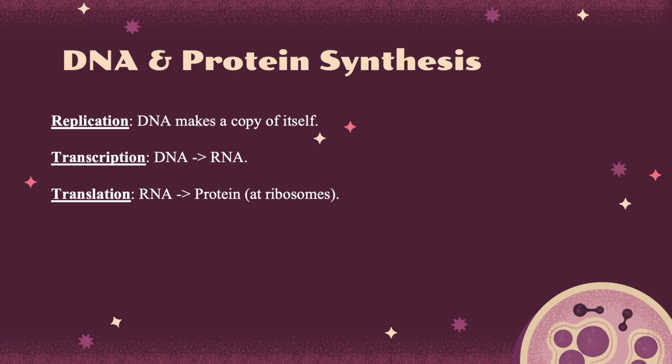Next, transcription converts DNA into RNA, and translation occurs at ribosomes to produce proteins. Proteins perform countless roles, from speeding up chemical reactions to forming cell structures. Think of it as a factory. DNA provides the blueprint, while RNA carries the instructions, and ribosomes build the final product.